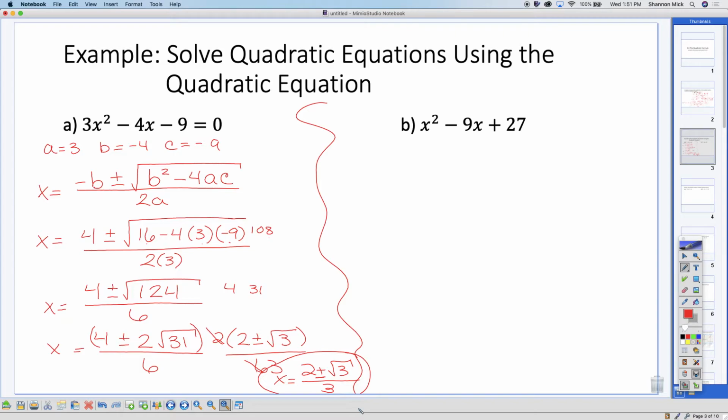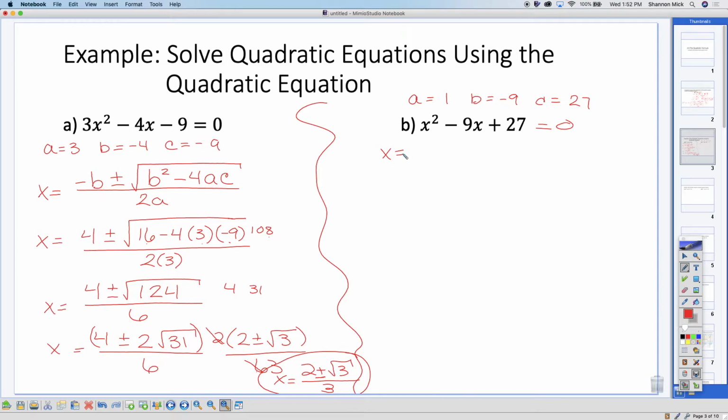Okay. So I have x squared minus 9x plus 27, set equal to 0. A is what? A is 1. B is negative 9. And C is 27. So what is the quadratic formula?